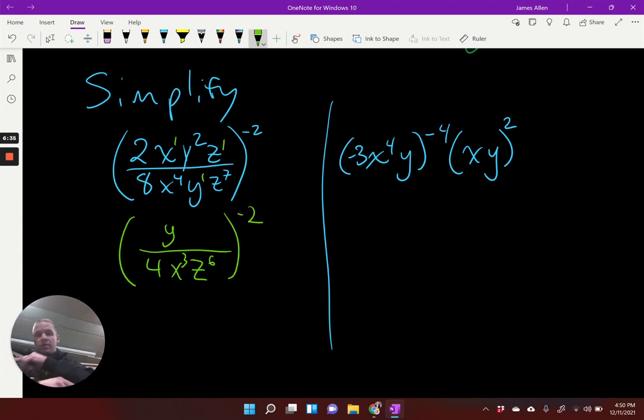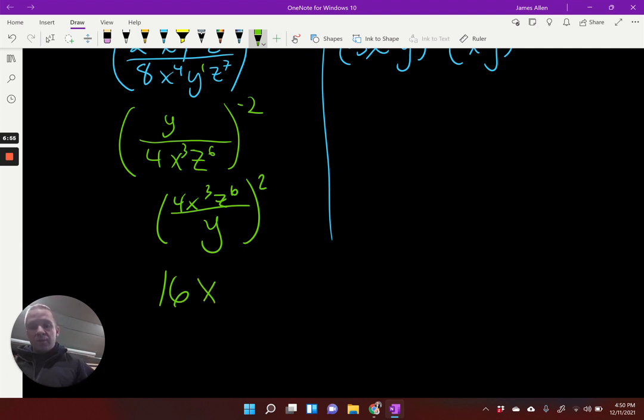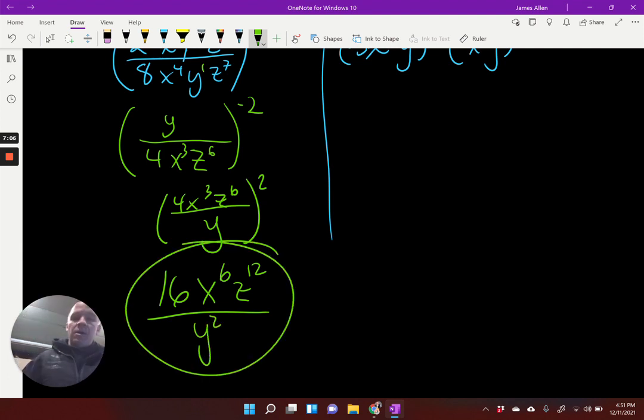Now I'm going to deal with that negative exponent. I'm going to flip this whole thing over, and we're going to get 4x cubed z to the 6th over y squared. Now I can distribute that exponent of 2 in there. So 4 squared is 16, not 4 times 2. The exponents are the ones that get multiplied. 3 times 2 is 6. 2 times 6 is 12. All over 1 times 2 is 2. That is my final answer there.